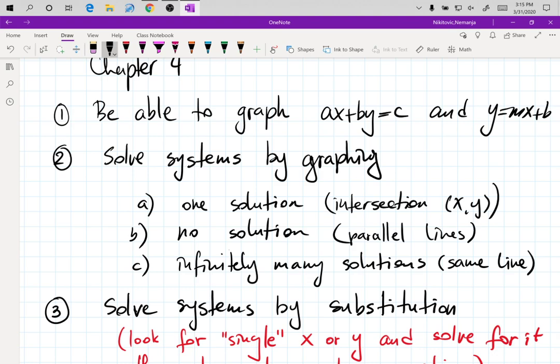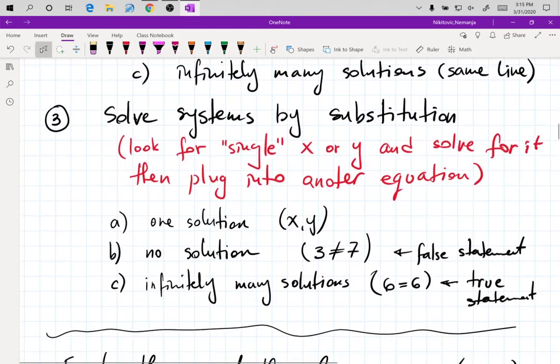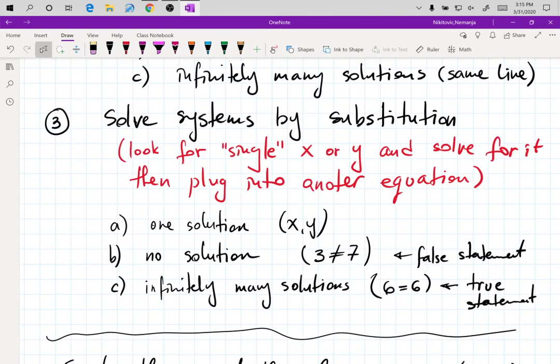Next one is solving systems, and this is the last one. Solving systems by substitution, when we plug one equation into another, and we can still have the same three possibilities: one solution, no solution, and infinitely many solutions. They just manifest differently because this time we're not graphing, we are doing the substitution. All right, so if you have any particular questions, type them in chat. If not, I'm just going to go through whatever problems.